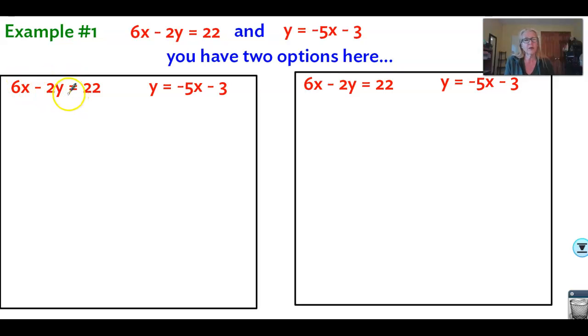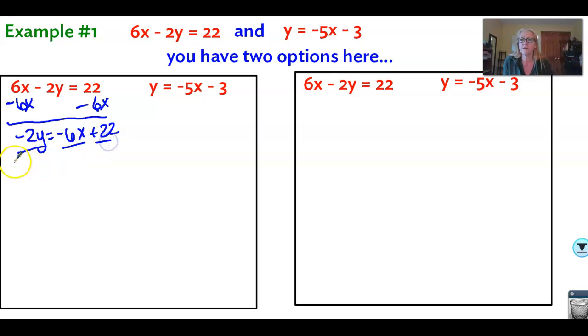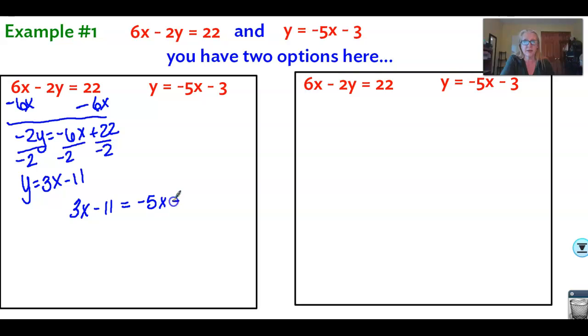All you have to do is put this equation in slope-intercept form, and then you can set them equal to each other. So you would do that by subtracting 6x from both sides. And that gives you negative 2y equals negative 6x plus 22. Then you would divide each term by negative 2 to get y by itself. And that gives you y equals 3x minus 11. Okay? So now you could do 3x minus 11 equals negative 5x minus 3.